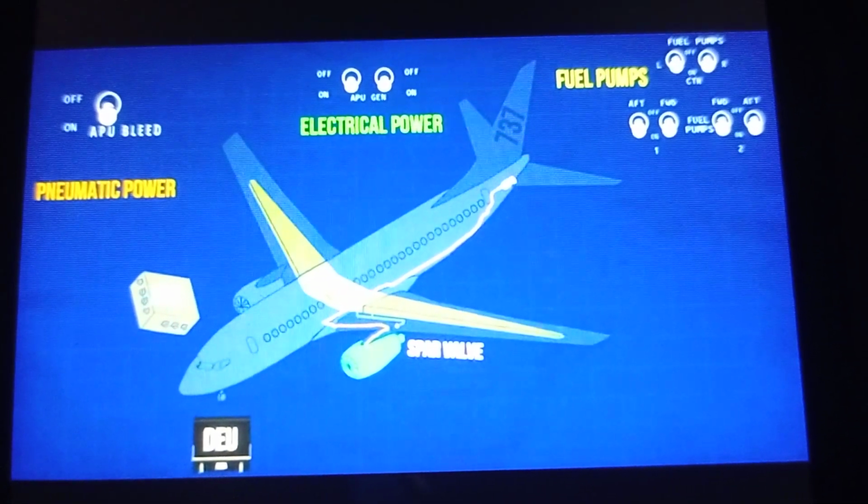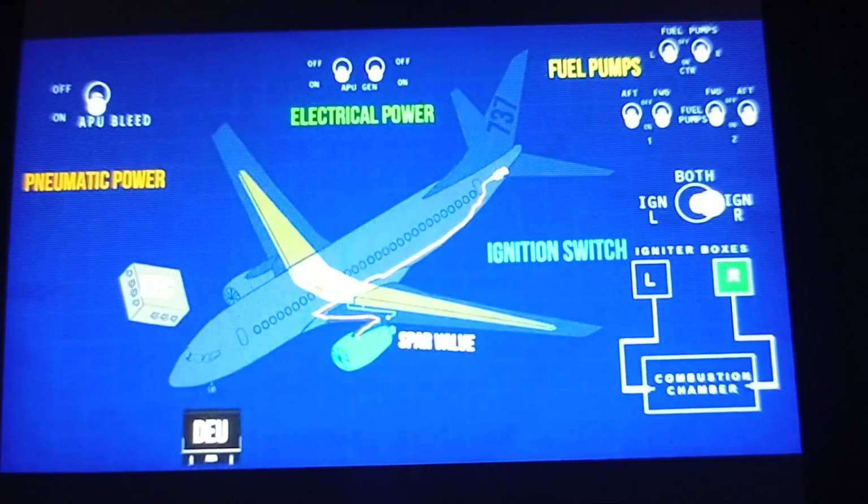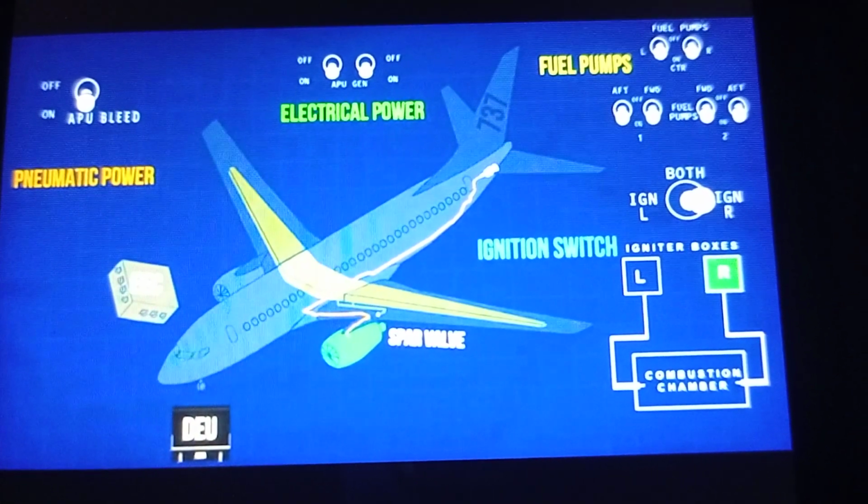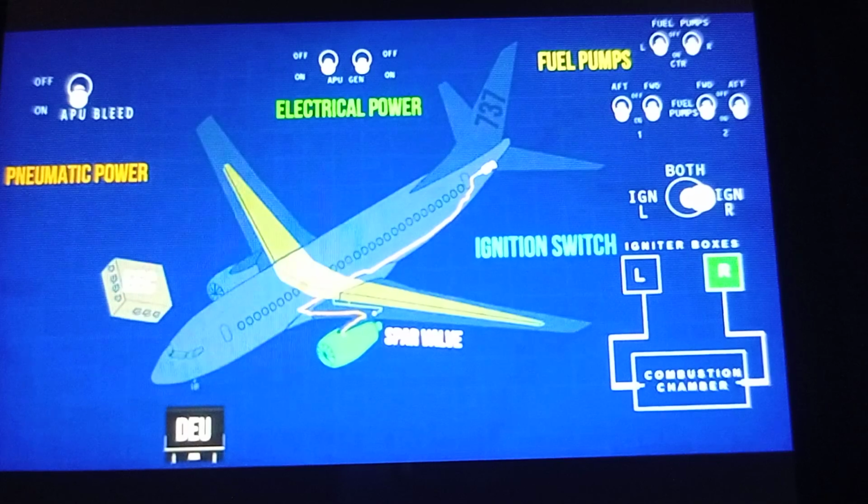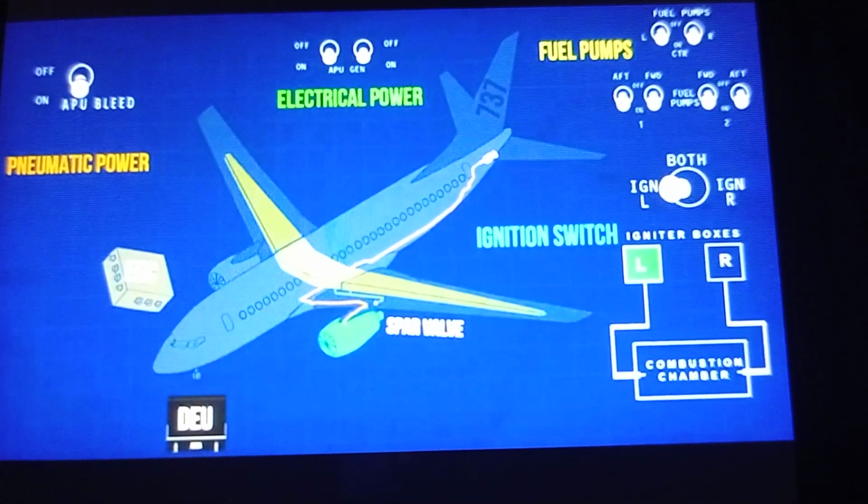Ignition switch position has to be changed. For redundancy, each engine has 2 ignition systems, left and right. Standard procedure requires changing the switch position before each start.